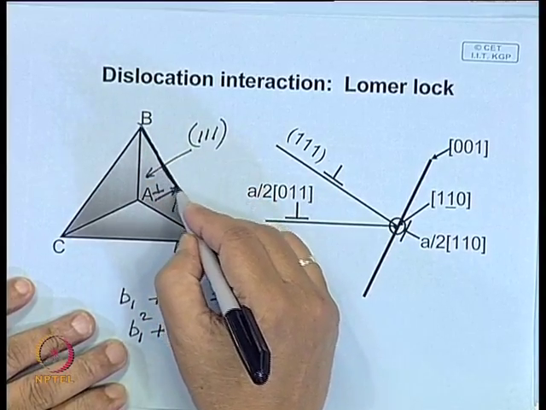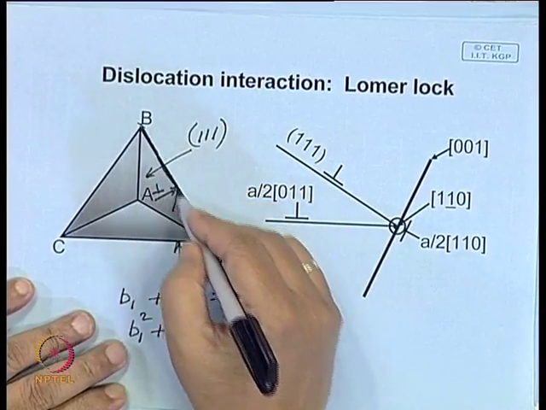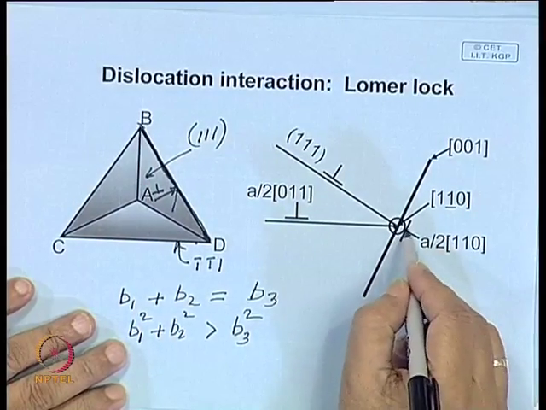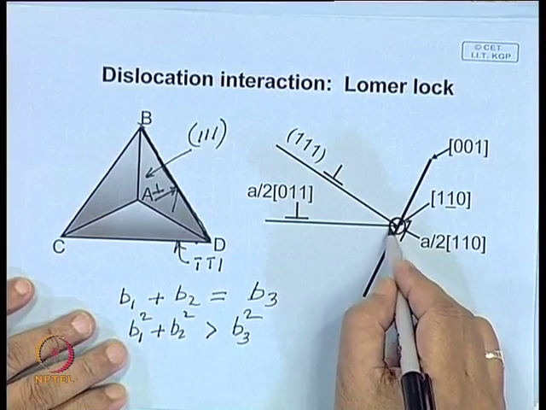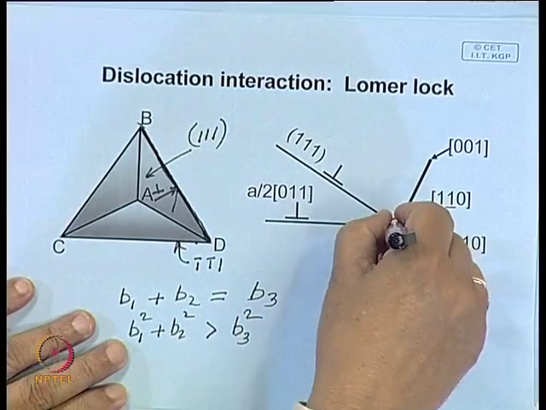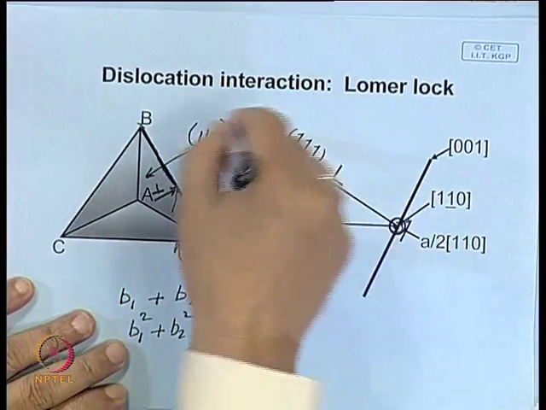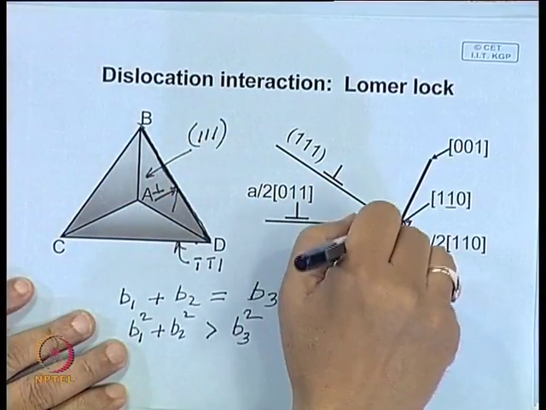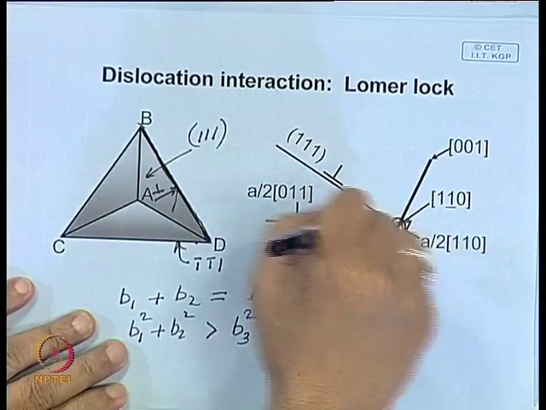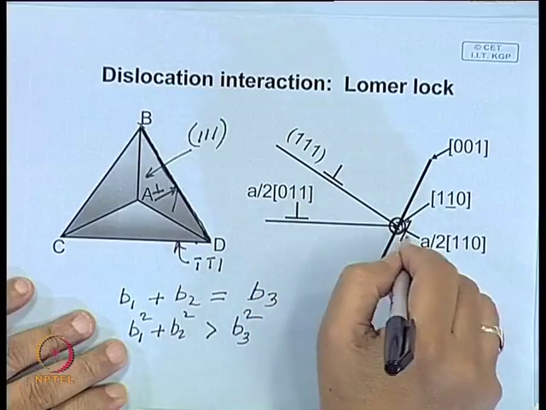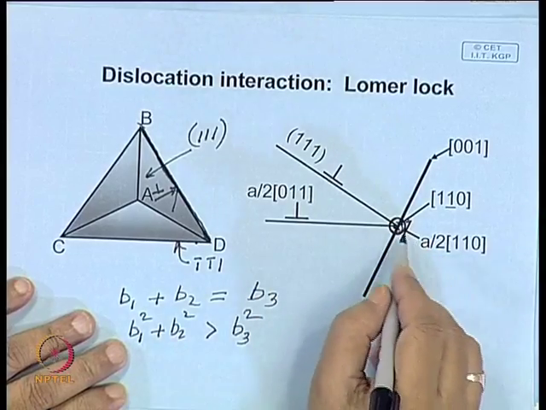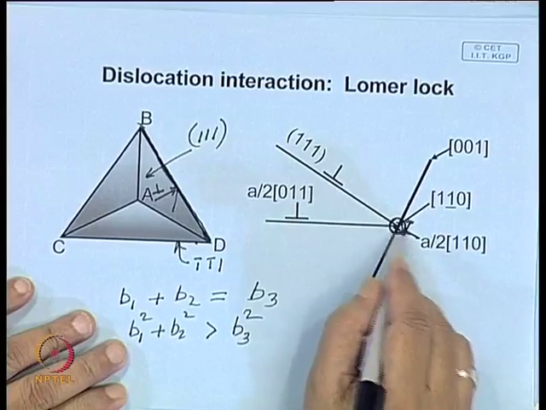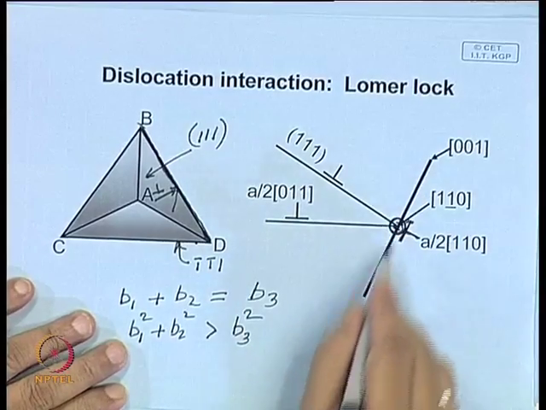So, when the two react, the dislocation line will lie along BD. This is the dislocation lying along this direction, which is perpendicular to this plane. Suppose it need not be perpendicular; this is a tetrahedron. This direction is the line of intersection of two 1 1 1 planes, and it lies along this. So, this will have a Burgers vector which you can calculate.